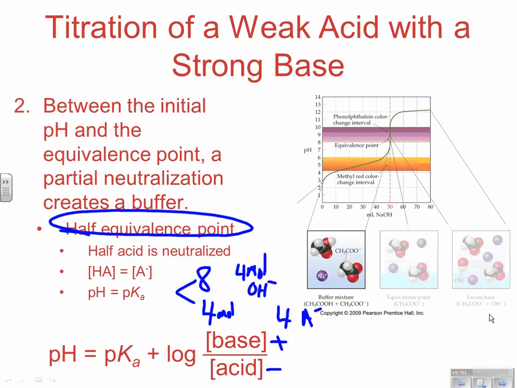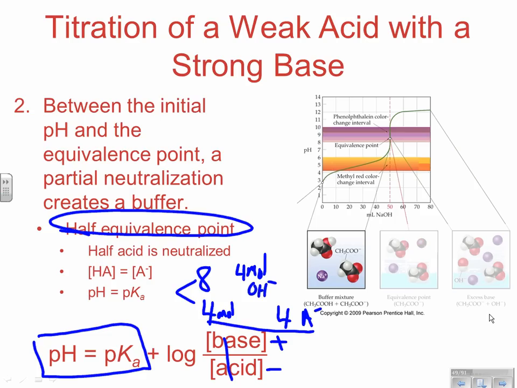So what we've done is we created a buffer. Well, at the half equivalence point, we've cut this in half. These two are equal to each other. This is an equimolar situation, which means this is log of 1. Log of 1 is 0. So what we have is pH equals pKa.